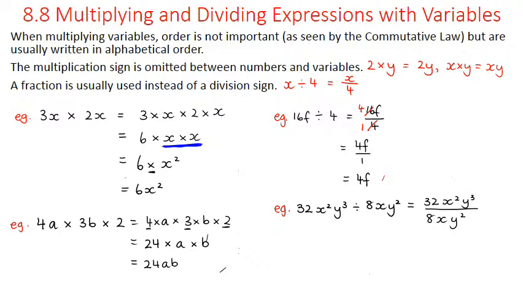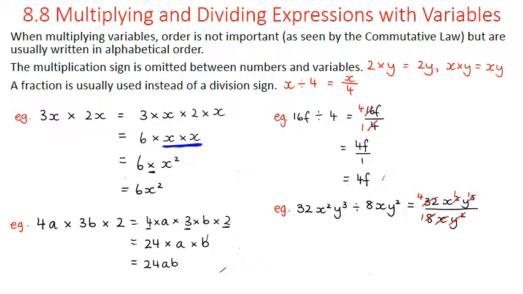So we can simplify the 32 and the 8 to 4 and 1. Now we've got 2 x's on the top and 1 x on the bottom. So we can cancel 1 off the bottom and 1 off the top. We've got 3 y's on the top and 2 y's on the bottom. So we can cancel 2 off the bottom and 2 off the top.